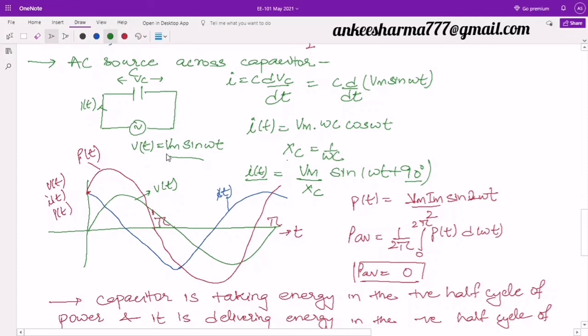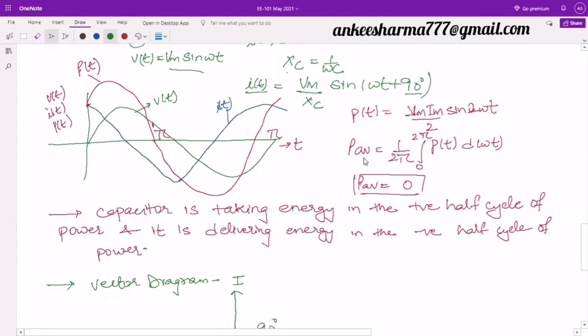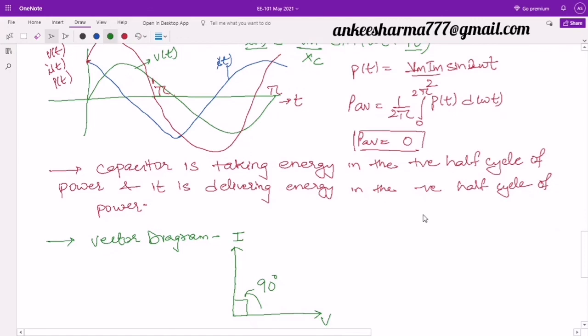Then the third case is the AC source across the capacitor. We have taken here the voltage Vt equal to Vm sin omega t, and when we calculated the current, we got that the current is leading here now by 90 degrees. So again the power came out to be equal to 0 because of the same concept. The capacitor is also storing charge in the positive half cycle and delivering charge in the negative half cycle. That's the reason that batteries, which act as parallel plate capacitors, get charged when a voltage is applied across them.